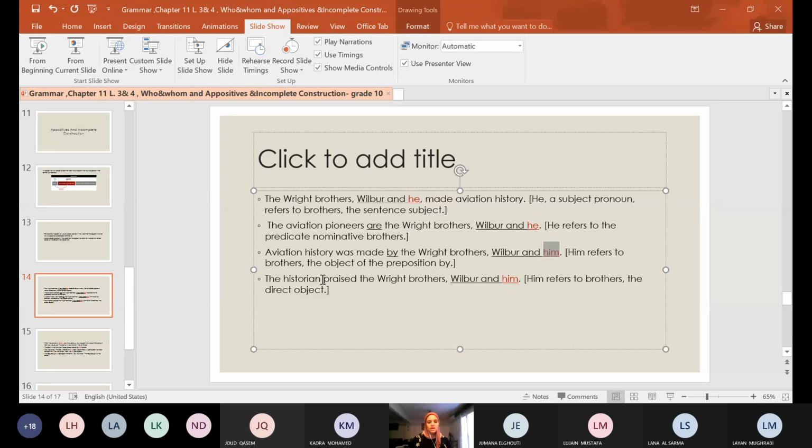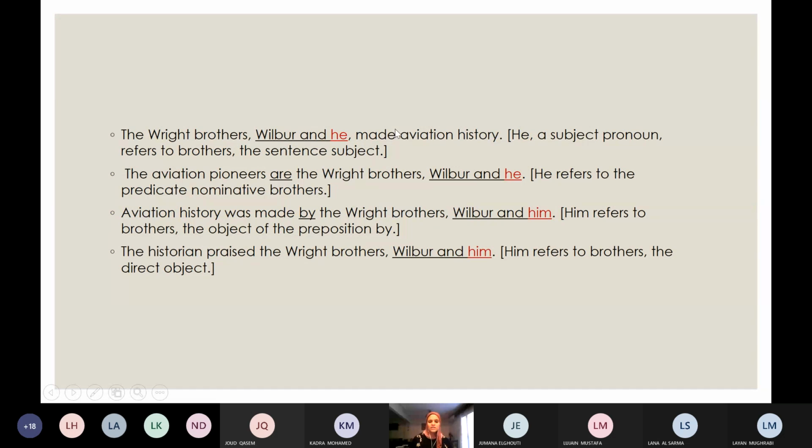The historian praised the Wright brothers. The historian praised whom? The Wright brothers. So the Wright brothers is what? A direct object. Therefore the appositive for the direct object will take him, not he. If the appositive is for a subject, he. If the appositive is for an object, him.